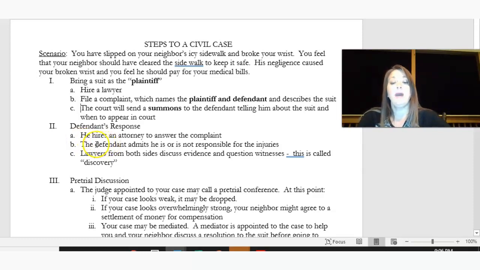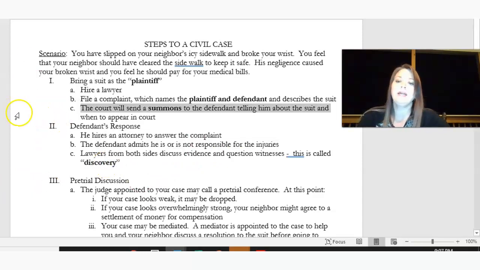But usually the defendant will answer the summons, the claim that the plaintiff made, and will admit he is or is not responsible for the injuries. So if the defendant says, yeah, look, it's my fault, I was spraying water and I shouldn't have, and it was going to be freezing, I'm going to pay for your injuries, then this whole case is over. But if the defendant says, I'm not responsible for your injuries, then of course, lawyers are going to proceed and discuss the evidence and question witnesses. This is called right here discovery.